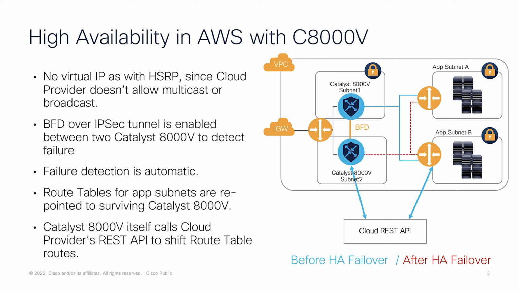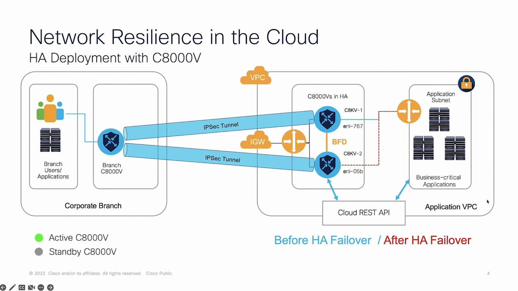Now let's go over a typical HA deployment scenario to get a high-level overview of how HA works on the c8000V when failover is detected in AWS. So in this deployment scenario, we have a customer who has recently migrated their business-critical workloads to AWS. They have a corporate branch, and they've decided that they want to protect their business-critical workload by deploying a pair of c8KV in HA for its fast failover while also taking advantage of the performance that comes with the c8KV.